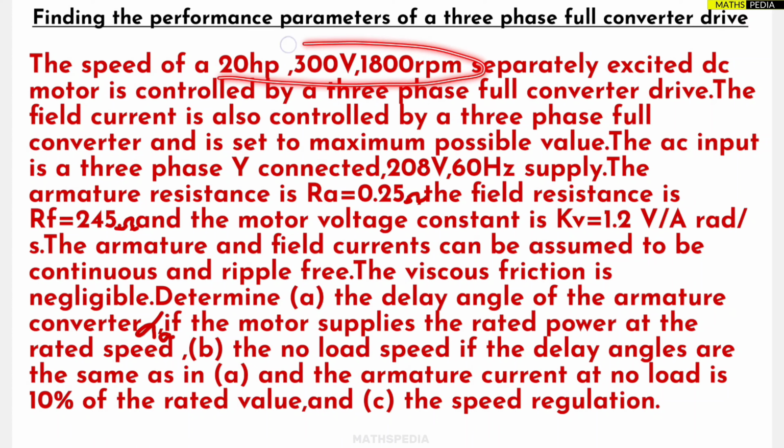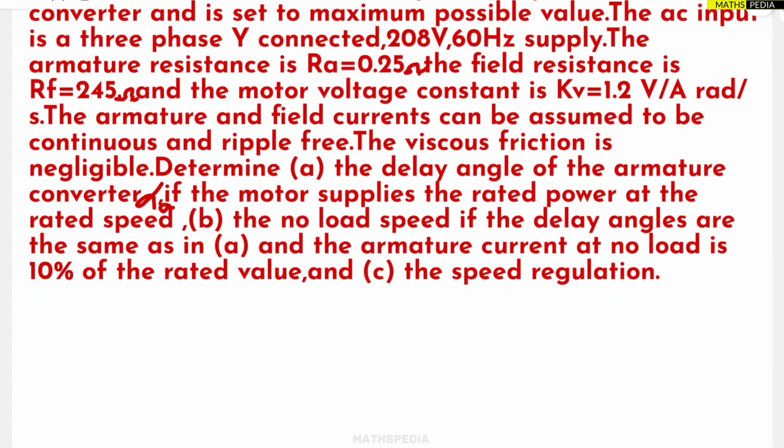Now, the motor rating is given as 20 HP, 300 volts and 1800 RPM. Those are the rated values of the motor. The main concern here is that the field current is also controlled by the three-phase converter, which is fed by the AC input voltage. So from here the main part starts. The AC input is three-phase because this is a three-phase converter, and it is star connected, not delta: star connected, 208 volts, 60 hertz supply. So from here we can write the data given.